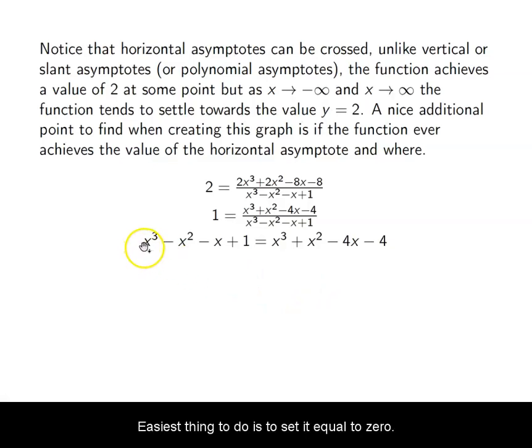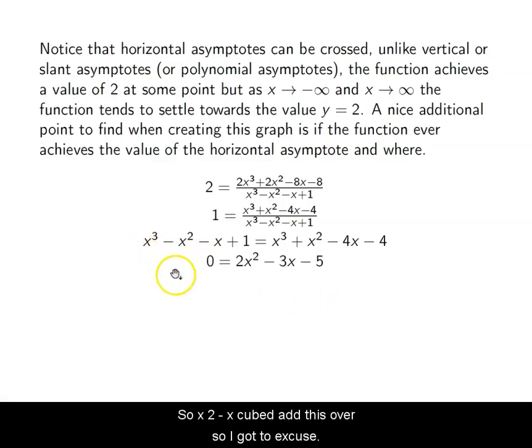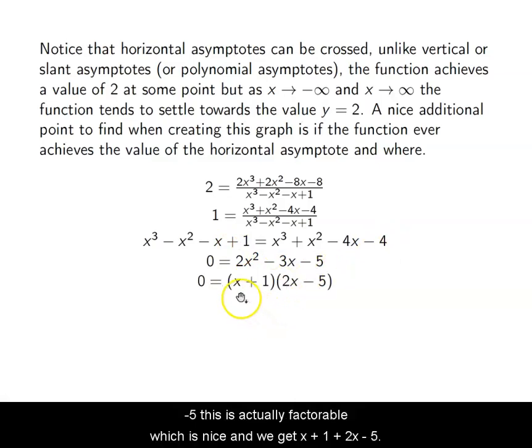Here, the easiest thing to do is to set it equal to 0. So x cubed minus x cubed, add this over. So I got 2x cubed. Add this over, you have minus 3x, and then subtract this over, you got minus 5. This is actually factorable, which is nice, and we get x plus 1 and 2x minus 5.